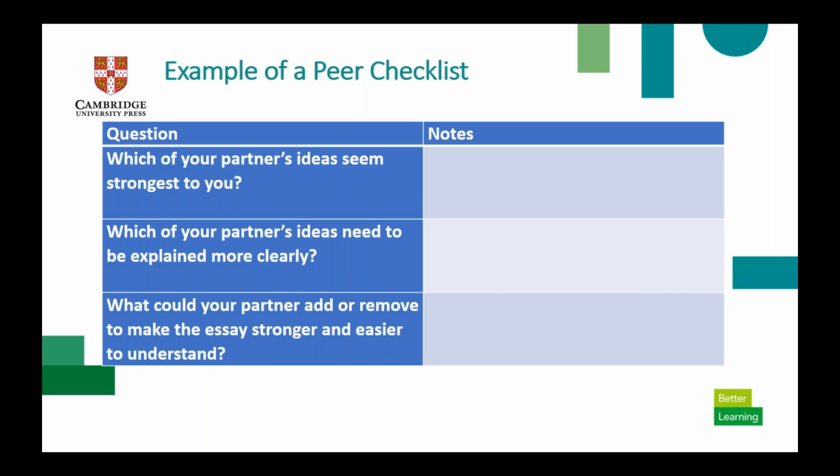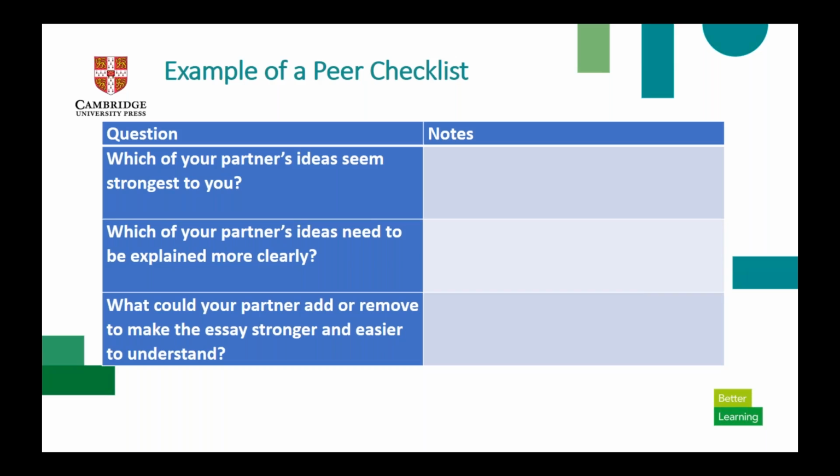It can also be done in such a way where the students write notes, but they have to write something. Which of your partner's ideas seem strongest to you? They have to write down which ideas are strongest. And that's important feedback, because as we're writing, often we're not sure of the background knowledge of our readers. And this is a way for us to be able to get that information. Maybe the idea that I thought as a writer was the strongest really isn't to my reader.